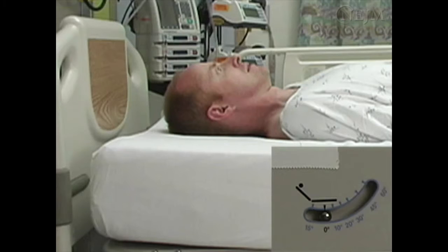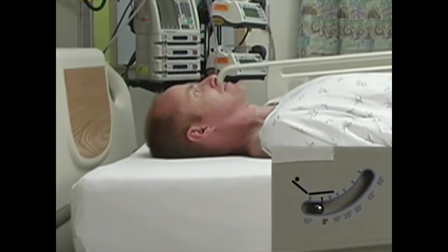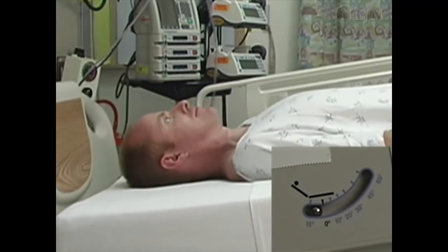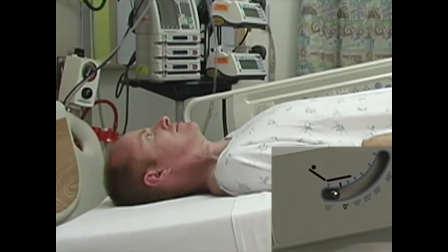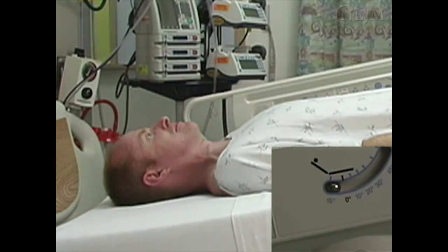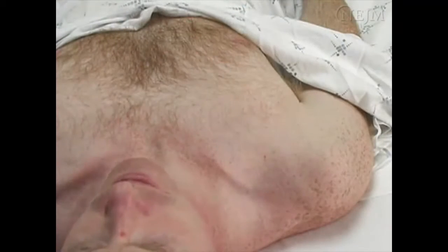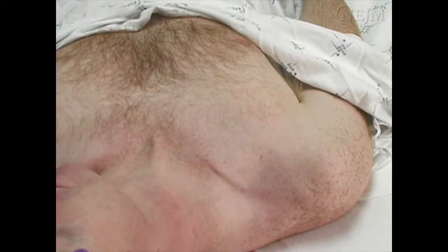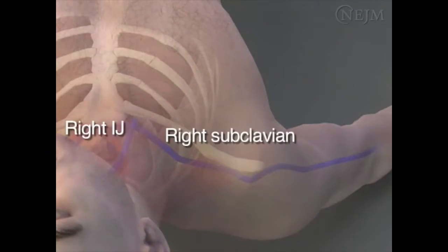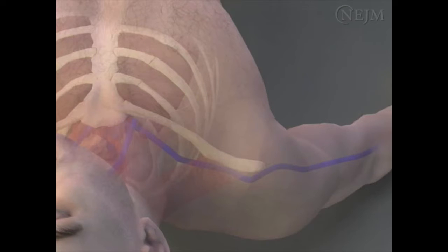If there are no contraindications, proceed by placing the bed in a 10 to 15 degree Trendelenburg position to decrease the risk of air embolism and to engorge the vein. Turn the patient's head so that the chin points away from the vein. Generally, the right internal jugular vein is preferred, since it provides a more direct approach to the superior vena cava. Remember, positioning is instrumental in the success of the procedure.